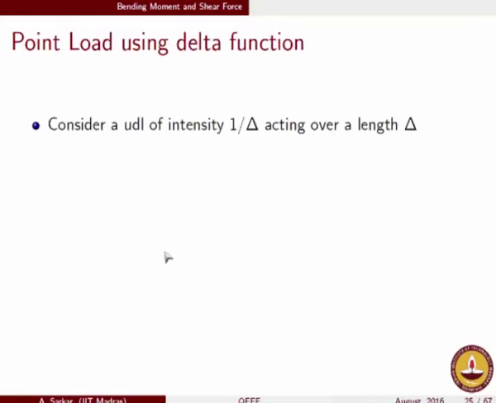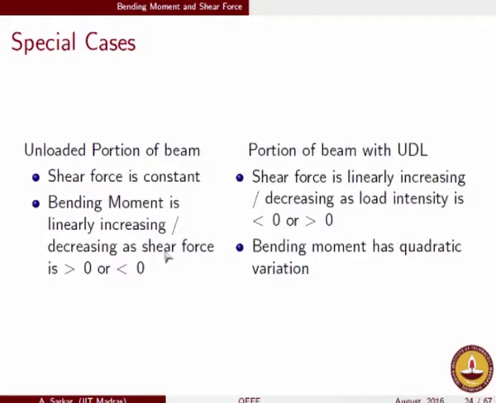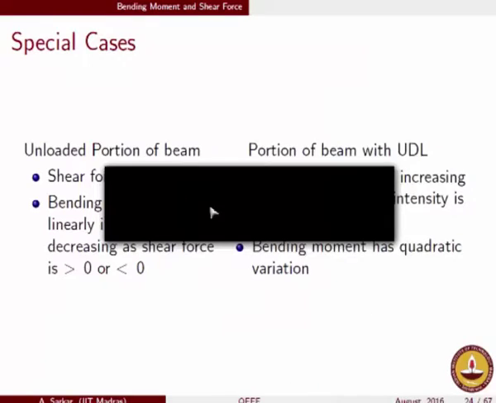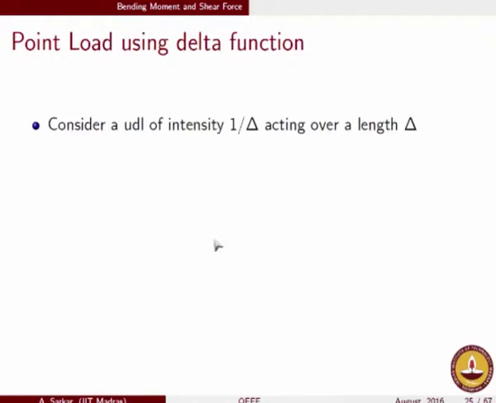And the next case is more interesting, when we have a point load. So till now we were talking about this portion of the beam where there was no load, in this red color portion. But now I will shift my attention to this portion of the beam wherein there is a point load, and I will deal with the point load by using the concept of delta functions, which I will explain to you in my next slide.